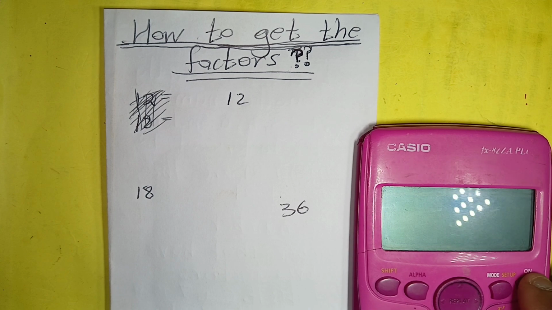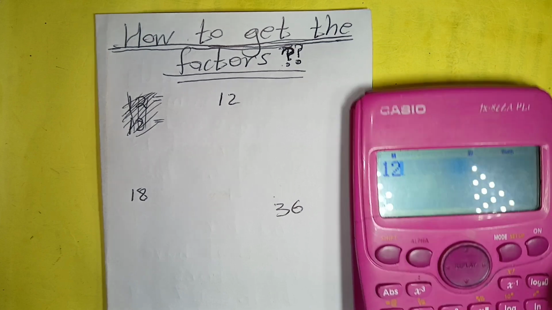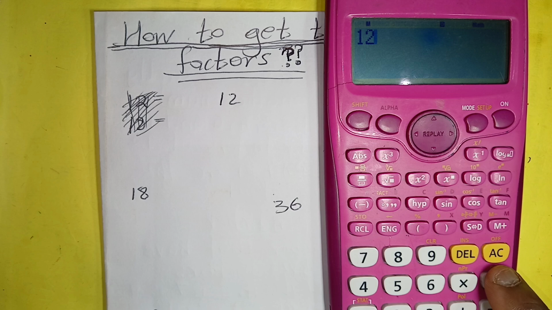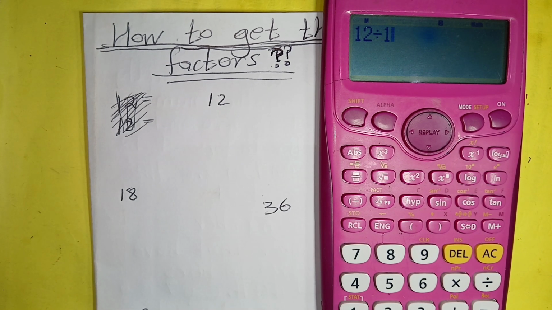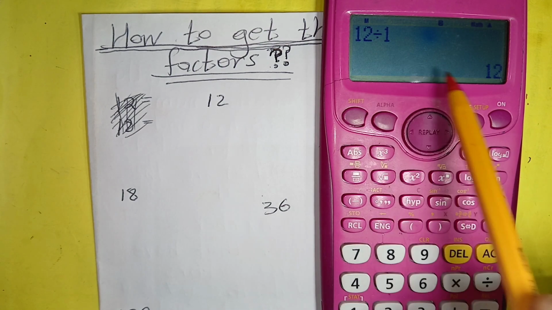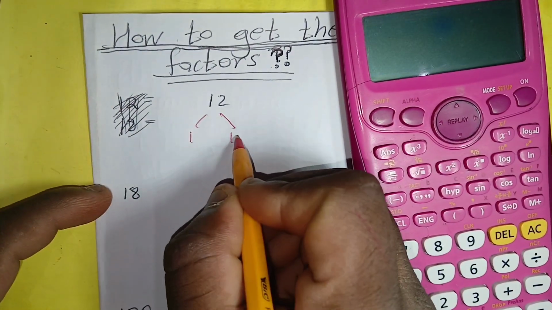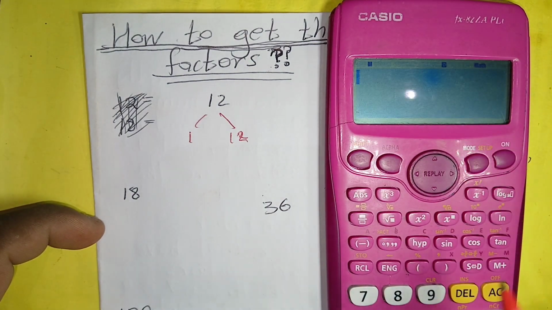So we want to get the factors of 12. We'll first press 12. Do you see 12? Then after pressing 12, we'll say divide. We'll start from number 1, say 1, and say equal. Do you see that I get 12? Meaning that 1 and 12, they are factors of 12.